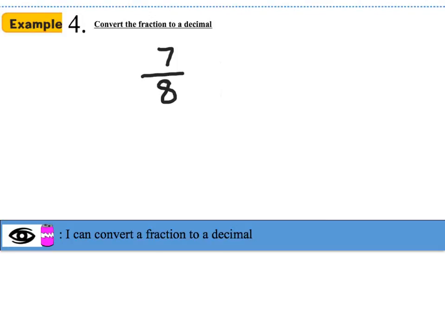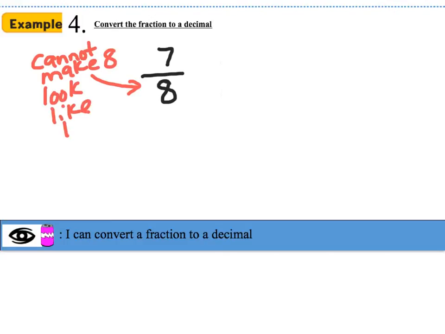The problem with this one is that we can't make 8 look like 100. So we cannot make 8 look like 100. So the next thing we should do is just use in and out. So 8 becomes the out, 7 becomes the in. We should add a decimal and add a 0. So I know I should just bring my decimal up automatically so I don't forget about it.